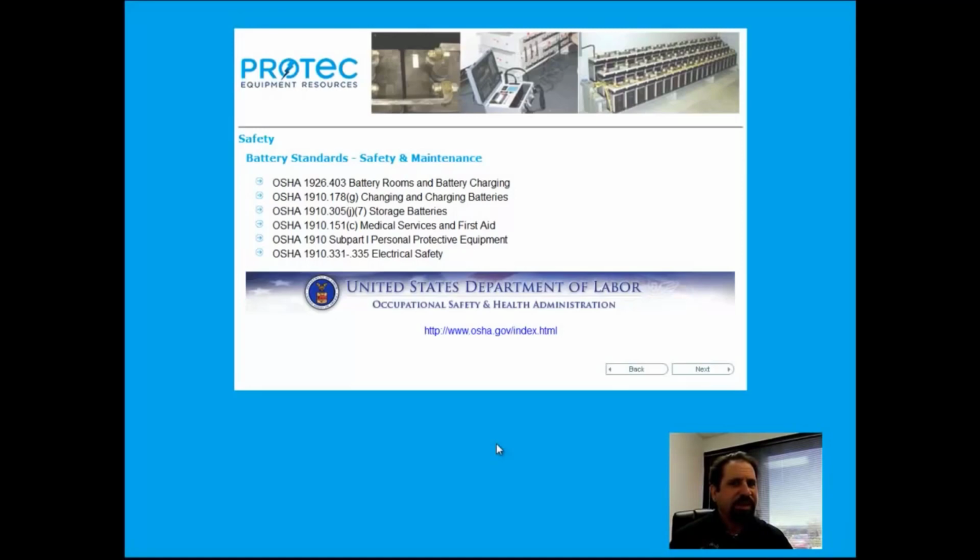Here we see a few of the OSHA safety standards related to batteries. The OSHA 126.403, battery rooms and battery charging. 1910.178, charging and changing of batteries. 1910.305, storage of batteries. 151, medical service and first aid. 1910 subpart 1, PPE, and 1910.331 through 335, electrical safety.